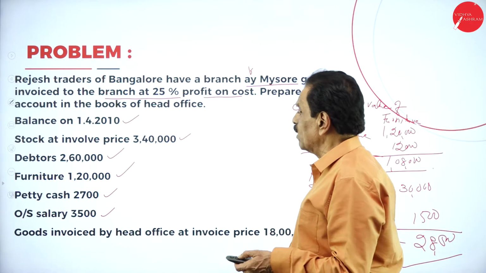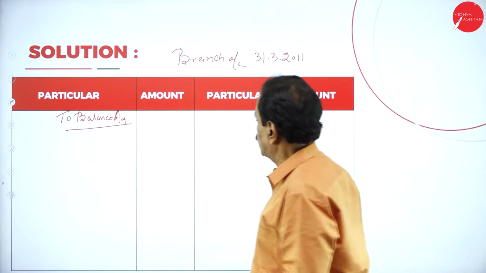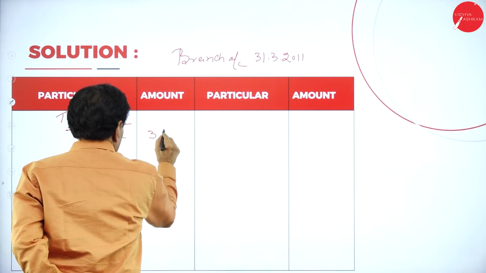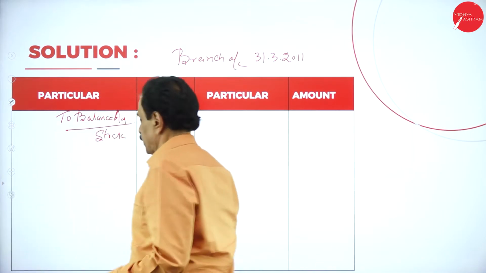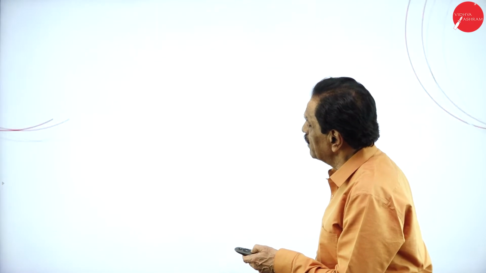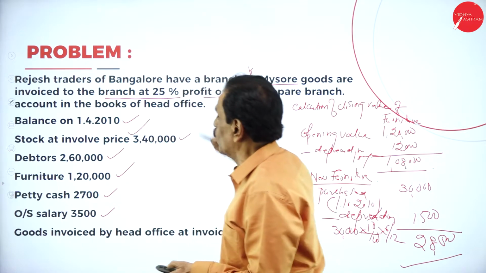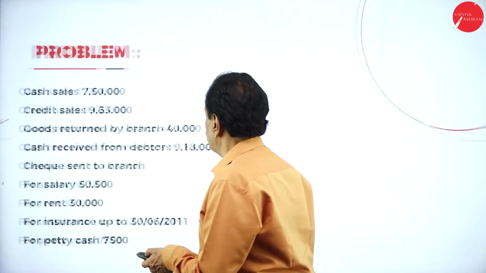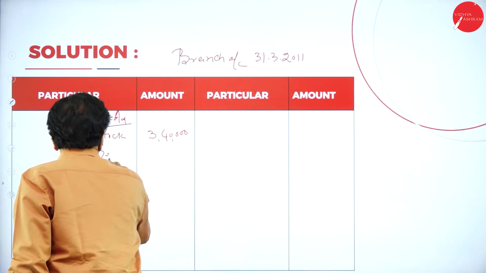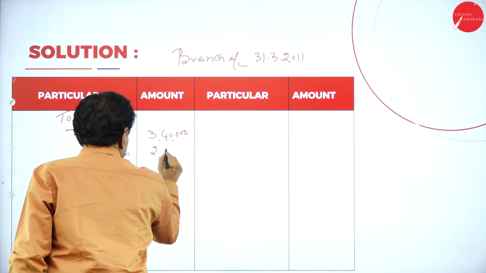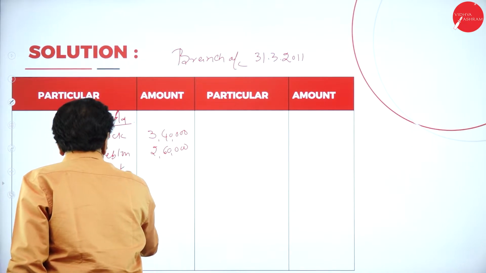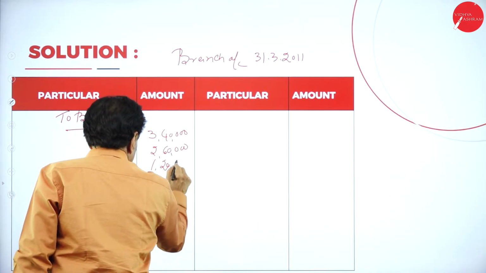What's your opening stock? 3,40,000. This is your opening stock. Then, see that what is next one? Your opening stock is over. Opening debtor. What's your opening debtor? 2,60,000. Then furniture. Opening 1,20,000. Then what is the next one?